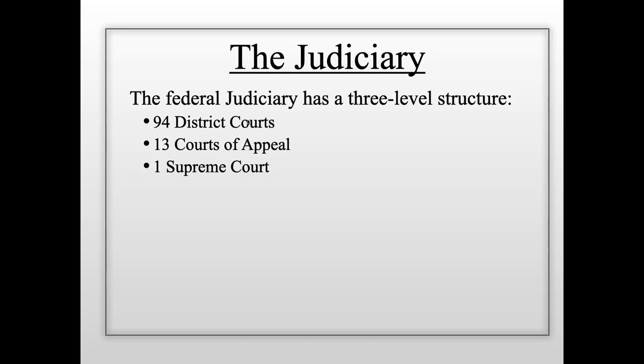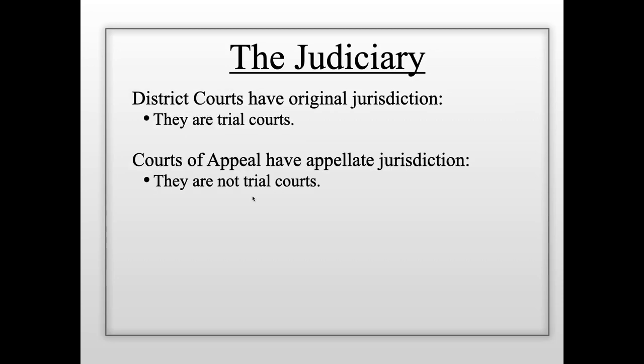Okay, so let's take each level of the court system and talk about it in more detail, beginning with the lower level. So this is the low level, intermediate, highest level: district courts, courts of appeals, Supreme Court. District courts have original jurisdiction. Today, the Supreme Court only has original jurisdiction over cases where states sue each other. In most cases, the issue starts in the district court. District courts have original jurisdiction, so this is where a court case starts. And because of that, they are trial courts.